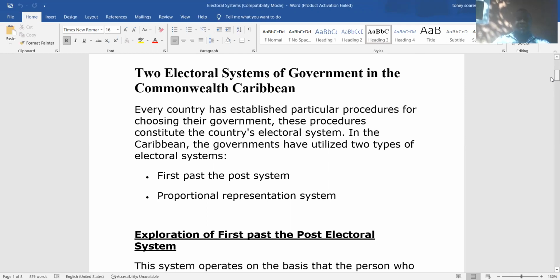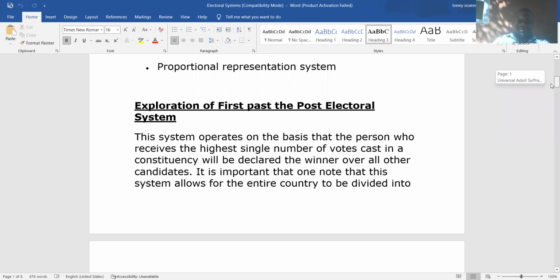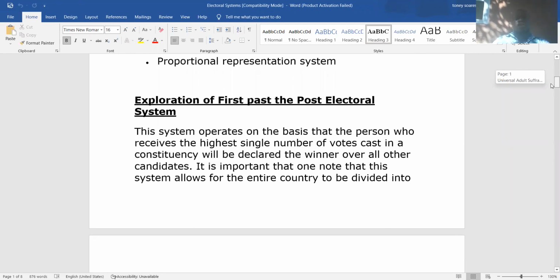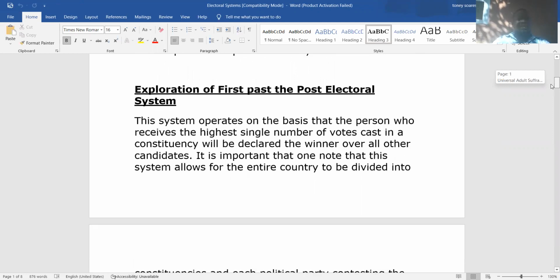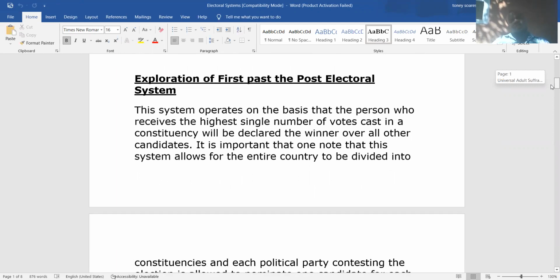First past the post is easier and very straightforward to understand. It is proportional representation that might be a little bit difficult, but at the end of this video, you will understand both of them clearly and you'll be able to interpret election results. Let's explore the first past the post system.